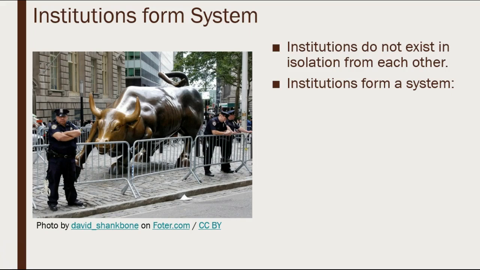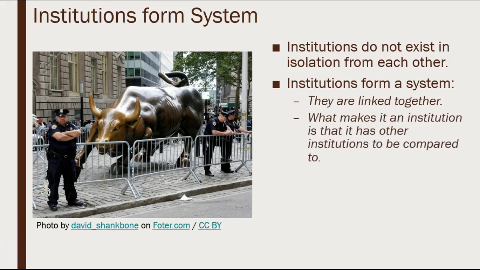with one another. And this is crucial to remember about any institution. They do not exist in isolation. All institutions exist together, and they interact with one another. What this means is that institutions, as they exist together, form a system. And this is because they are linked together and because they exist in relation to each other.